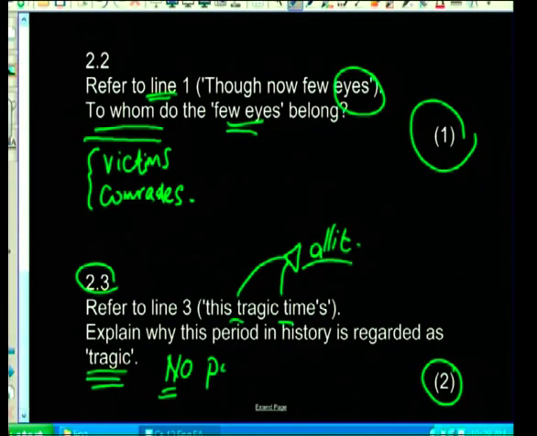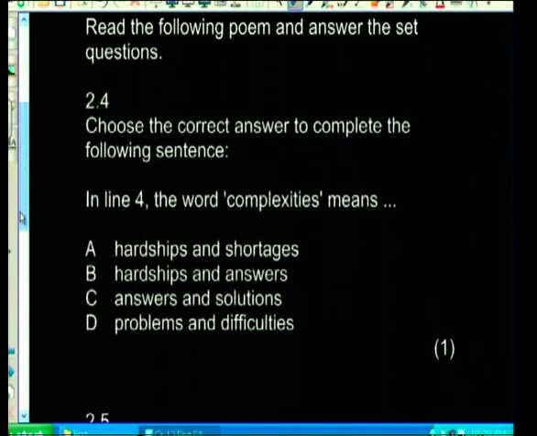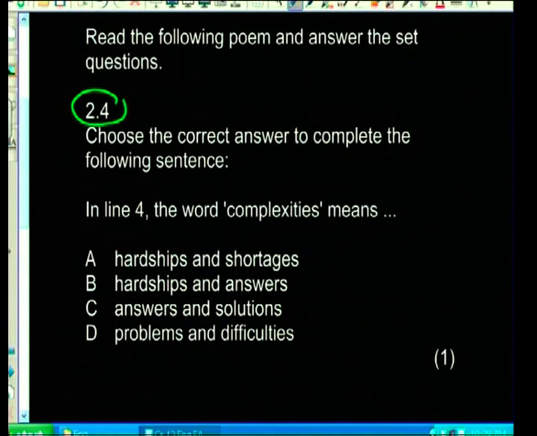You need to write in full sentences again. You need to show the examiner that you are able to write in full sentences. No point form. Okay, no point form, unless you are asked to write in point form. Let's have a look at our next question. 2.4. Choose the correct answer to complete the following sentence. So here we see we've got a multiple choice, hey?